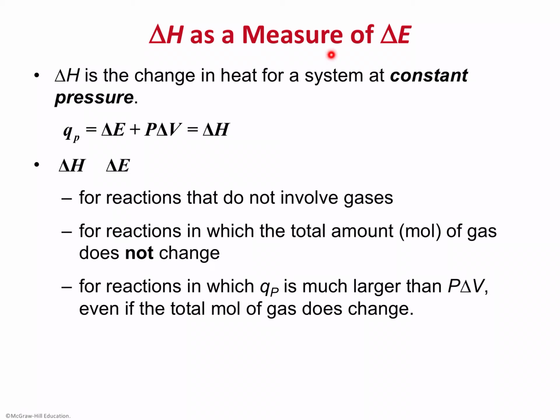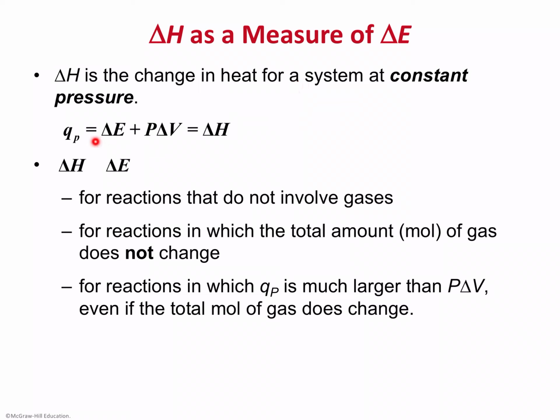Delta H as a measure of delta E. Delta H is a change in heat for a system at constant pressure. Remember, we talked about delta E being the sum of Q plus W. If the work, negative P delta V, became 0, then the delta H is a change in heat for a system at constant pressure.